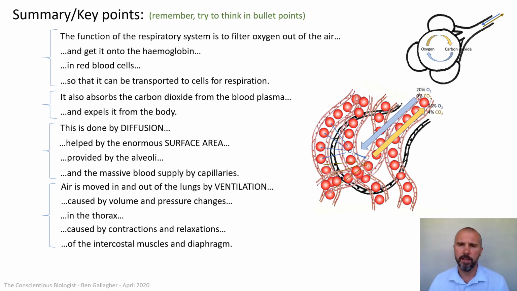That's a lot of key stuff there, and you can read it all in one go. So the function of the respiratory system is to filter oxygen out of the air and get it onto the hemoglobin in red blood cells so it can be transported to cells for respiration. It also absorbs the carbon dioxide from the blood plasma and expels it from the body. This is done by diffusion, helped by the enormous surface area provided by the alveoli and the massive blood supply by capillaries. Air is moved in and out of the lungs by ventilation, caused by volume and pressure changes in the thorax, caused by contractions and relaxations of the intercostal muscles and diaphragm. That's a huge and brilliant answer. It's that kind of detail that you should be aiming for in the exam when it comes to the respiratory system.